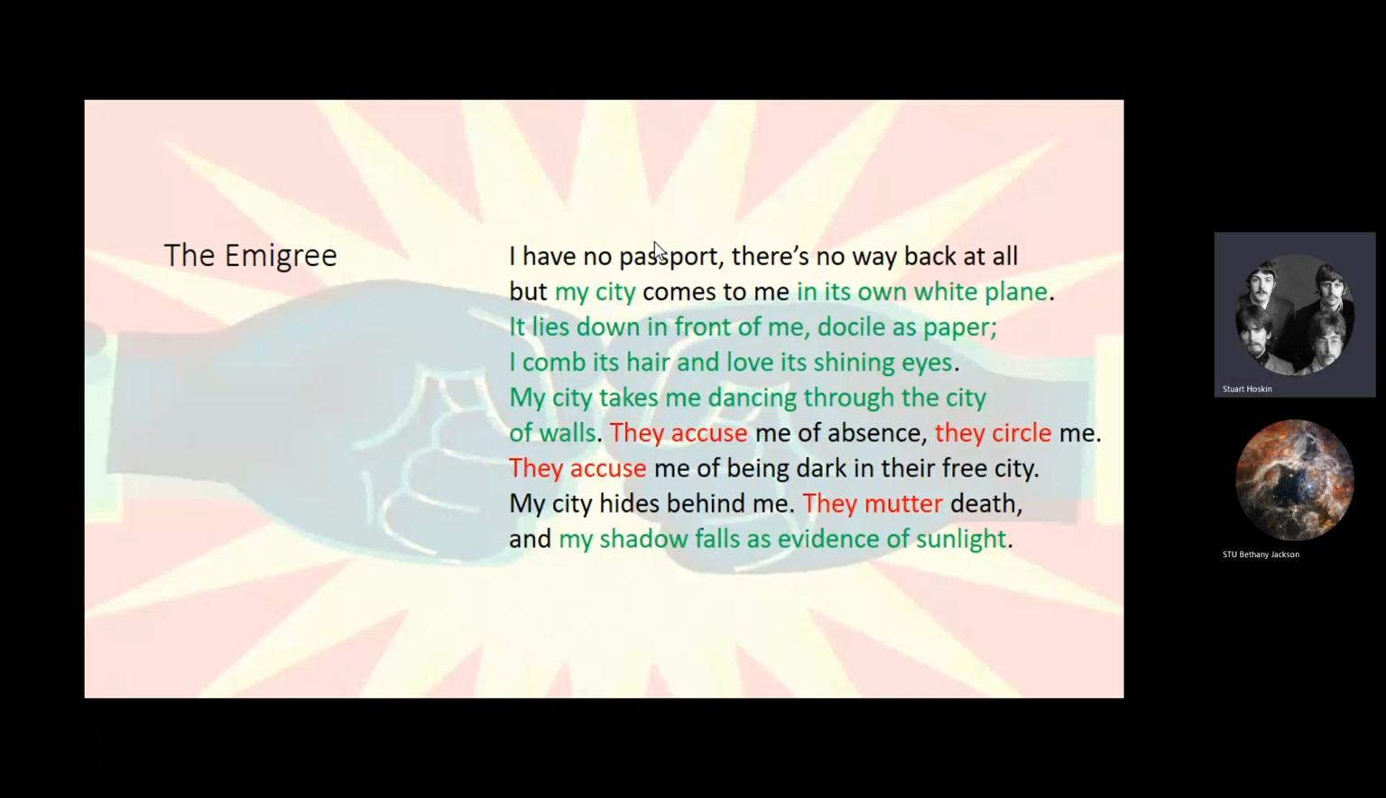Meanwhile, we have this repetition of they, these faceless people. And what do they do? Verbs. They accuse, they circle her, they mutter, these kind of dangerous things, like faceless people moving around her, while she has the ideas here. And do notice as well, this idea of accusing her of being dark in their free city, a very common trope we know about, where the way that people who are oppressive and do things wrong, the way they work is they take what they're doing and accuse you of it.